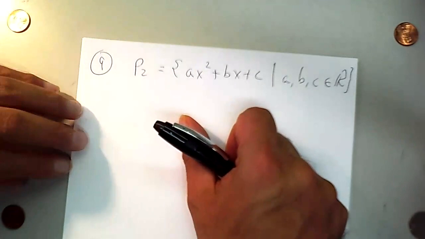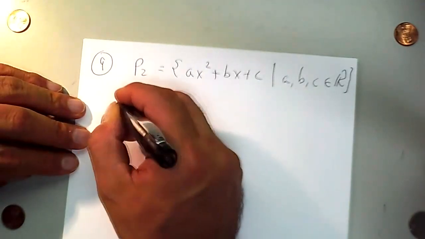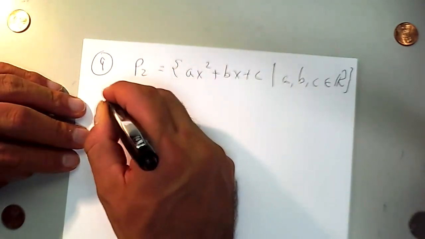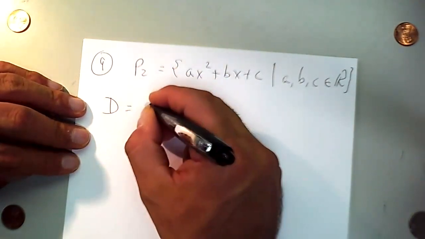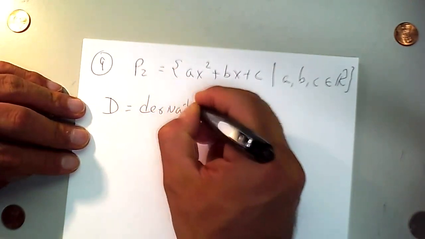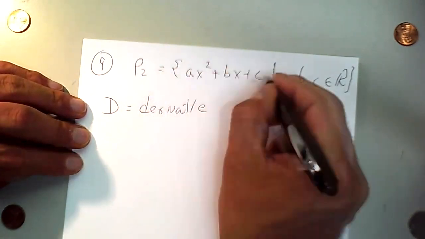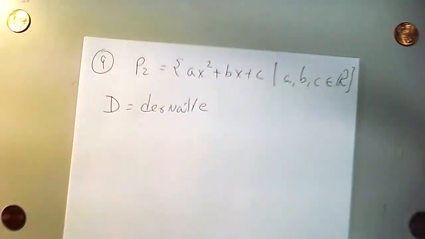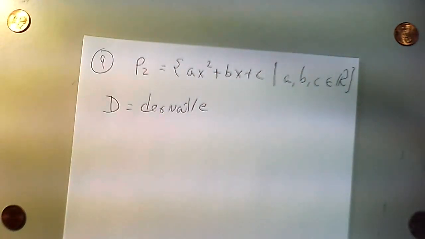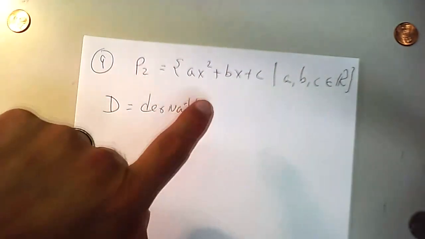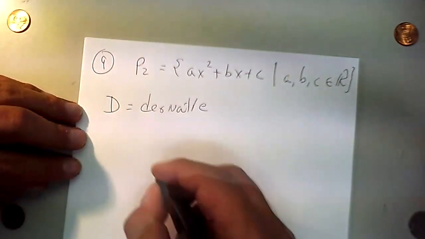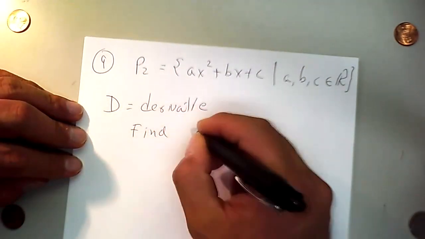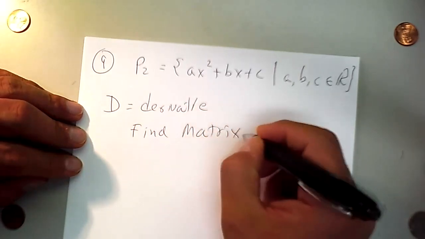Okay, let's define the transformation D. We can label it anything we want. So we can call it D, which is going to be the derivative of this polynomial. Every polynomial has a derivative. Okay, so the question is, what is the matrix corresponding to this transformation? Find the matrix.